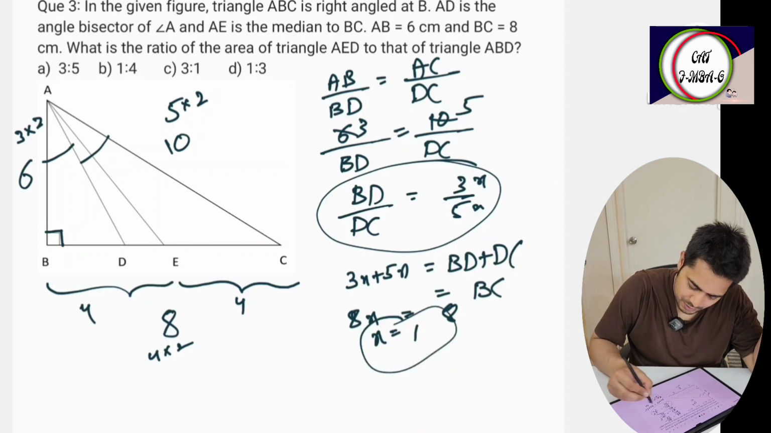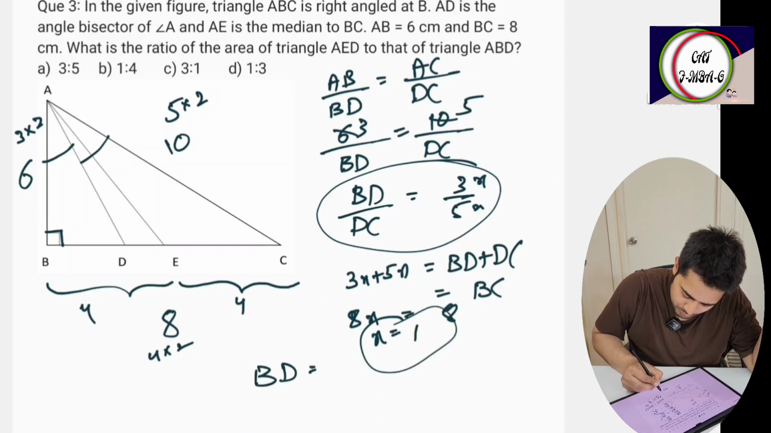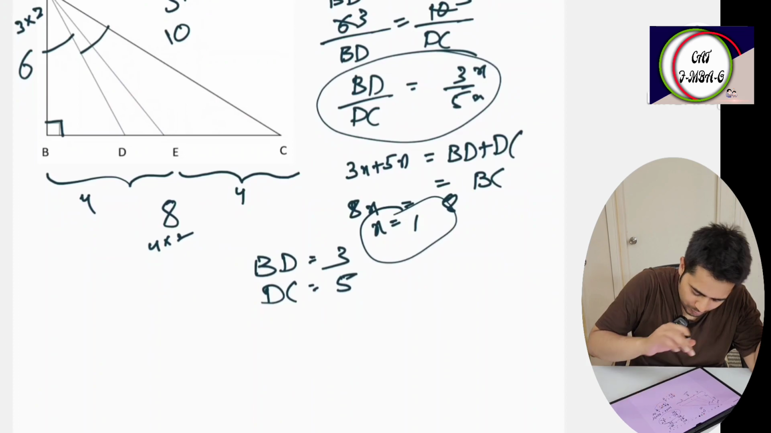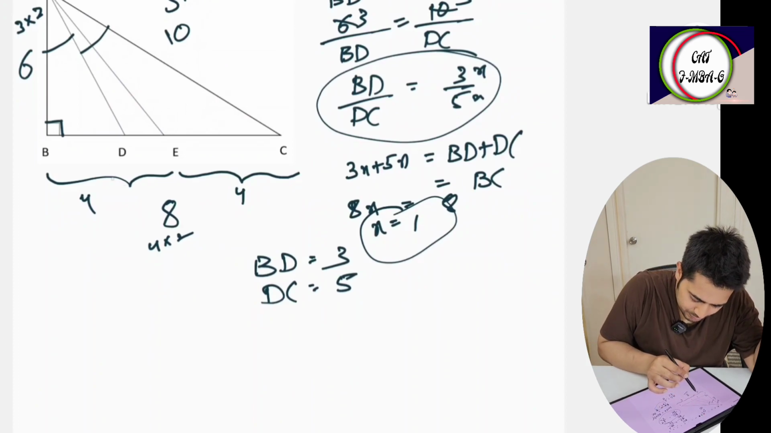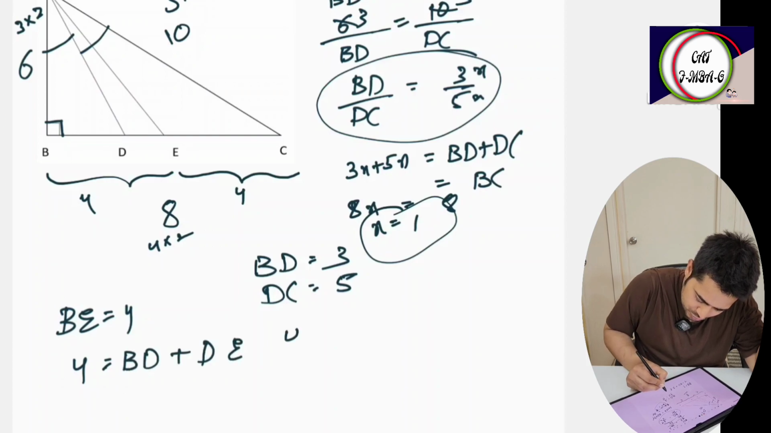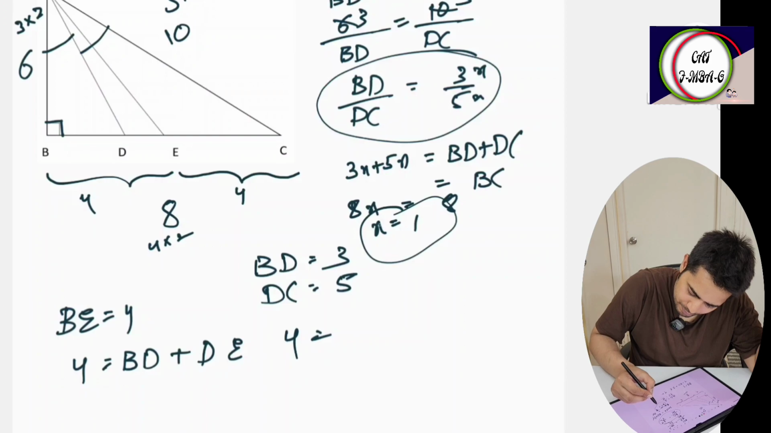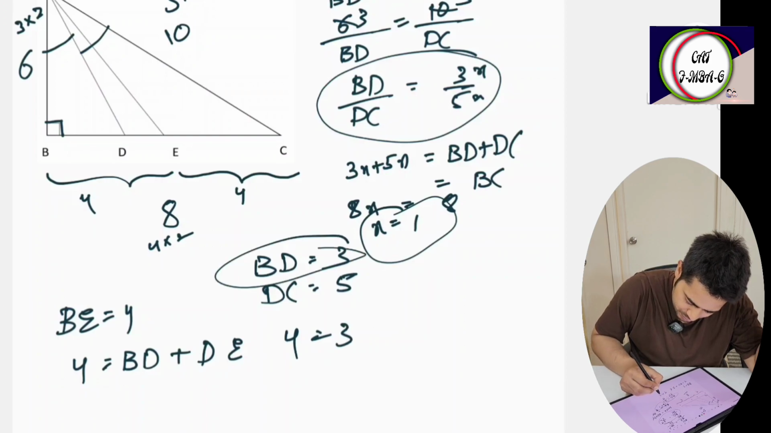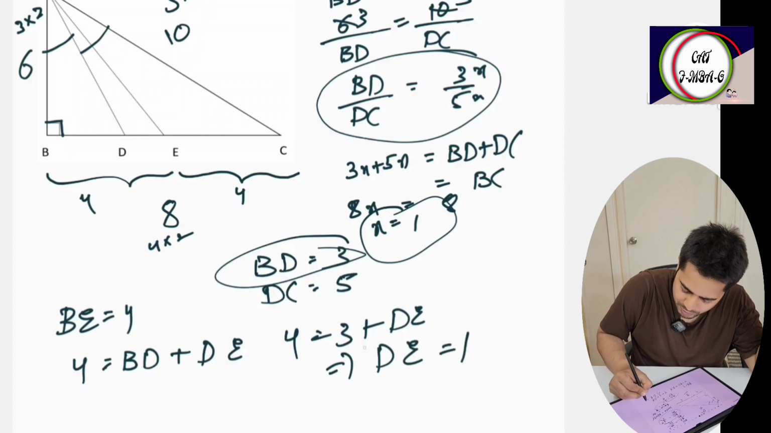So that means BD is equal to 3 and DC is equal to 5. Now it is given that this is a median, so BE is equal to 4. So BE, 4, is equal to BD plus DE. So 4 is equal to what is BD? BD we arrived at 3. 3 plus DE, that implies DE is equal to 4 minus 3, which is 1.